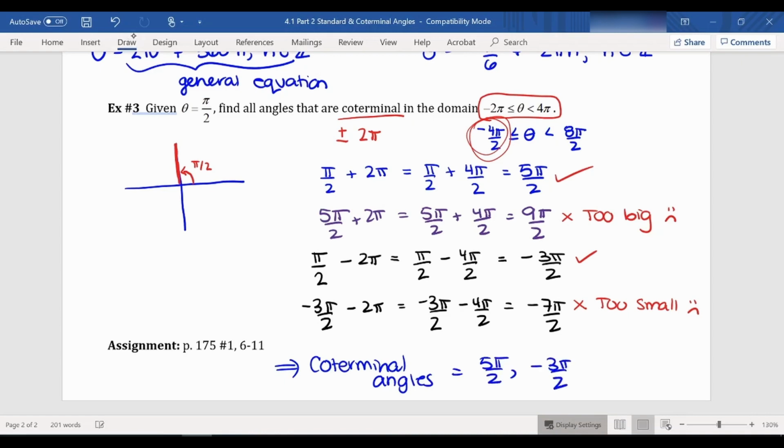So all your coterminal angles are is if you keep adding entire circles or subtracting entire circles. If you're given a domain, then you have to stop when your answers get too big or too small. So that's it for this section. This is something where you will need a lot of practice. It takes a lot of practice to get comfortable with your radians. That's why I've gone slow in this video. So hopefully you were able to follow along.